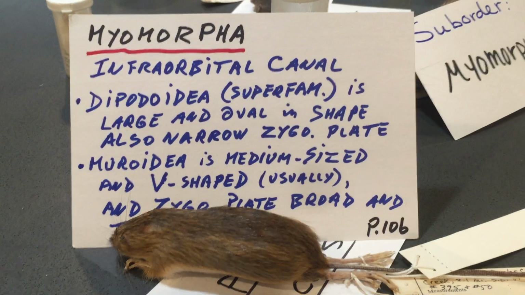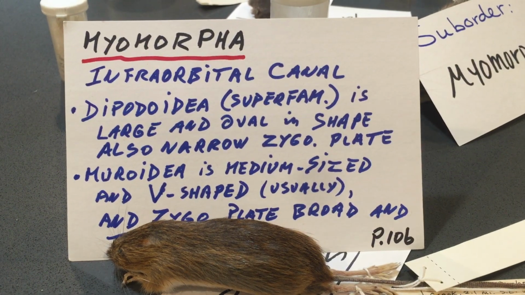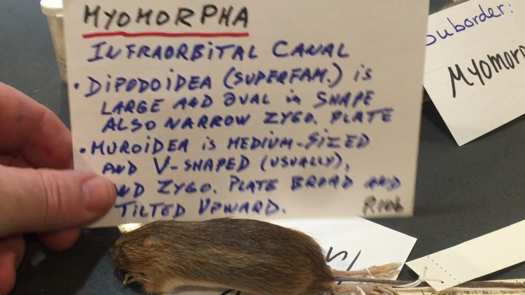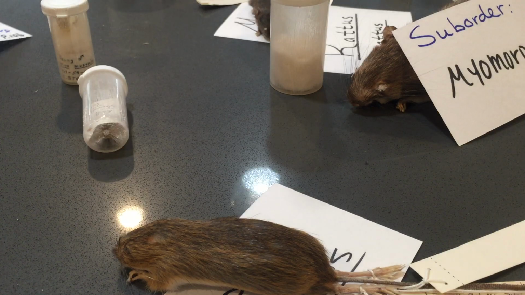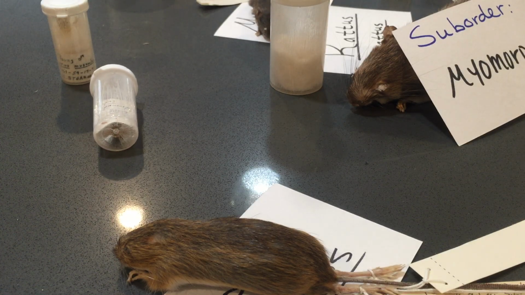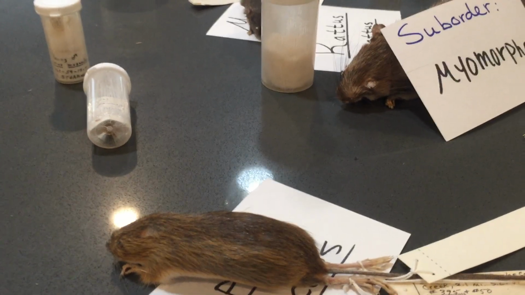By contrast, the muroids, Muroidea, these are the family Muridae and the family Cricetidae. The infraorbital canal in all of those species is V-shaped, usually, with the broad part of the V dorsally. And also the zygomatic plate is broad and tilted upward. So we're going to take a look at a number of these. We've got 14 different species from 3 different families that we're going to look at.